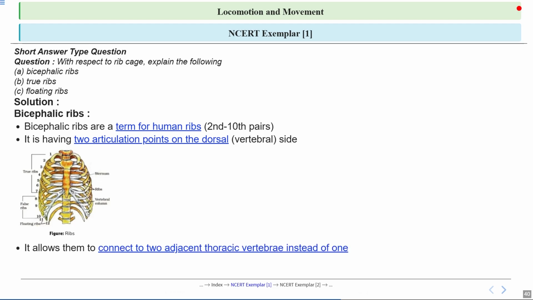Now here you can see the unique structure of the first thoracic vertebrae, which has a special feature allowing it to connect with the 2 adjacent thoracic vertebrae instead of just one, which is typical for most vertebrae. So this adaptation provides additional stability and flexibility in the thoracic spine, helping to support the rib cage and protect the vital organs in the chest region.